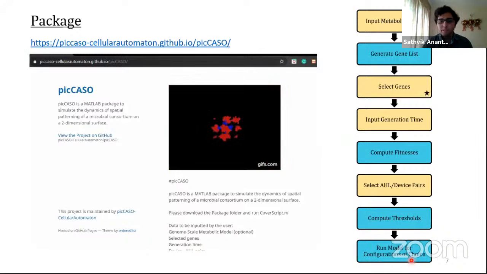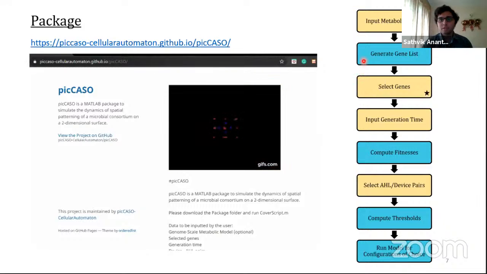And the model may then be run either for predefined configurations that are present in the package, such as, for example, microbes that have been seeded in parallel lines or in concentric circles around each other. And as mentioned, there are also templates that allow the user to input any seeding configuration of choice and see how it grows. So the blue boxes in the flowchart represent steps that are carried out by the package itself, whereas the brown boxes represent steps that require user input.